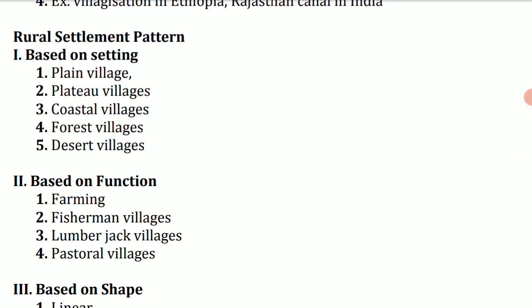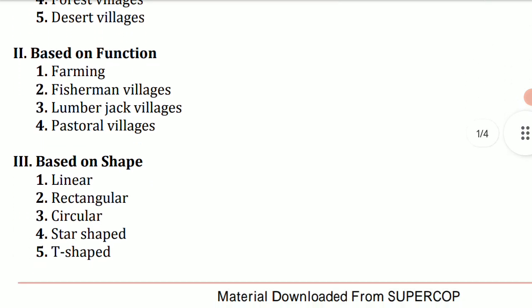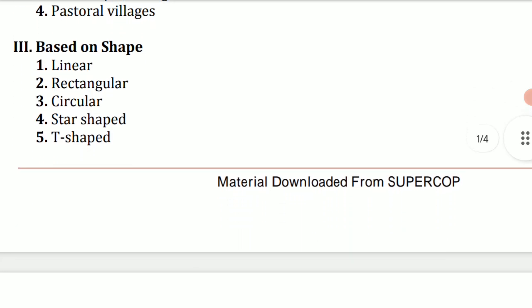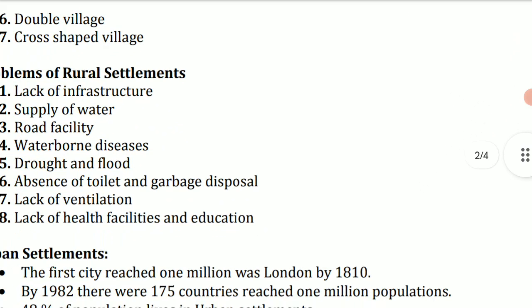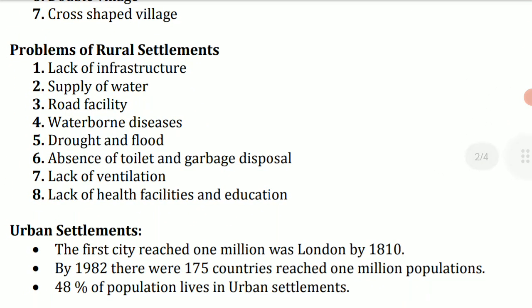So first is plain villages, then we have plateau villages, then coastal villages, forest villages, desert villages, and on the basis of function we have farming villages, fishermen villages, lumberjack villages, pastoral villages, and on the basis of shape we have linear, rectangular, circular, star shaped, T shaped, double village and cross shaped villages.